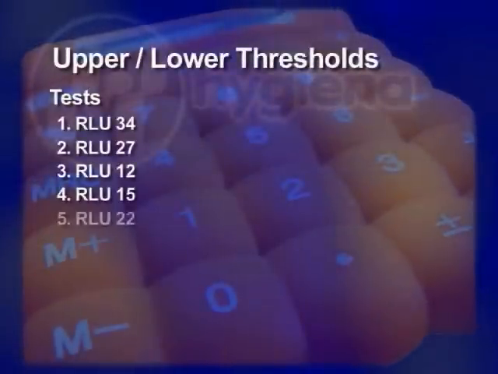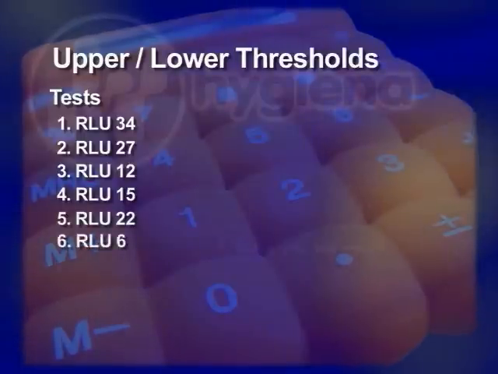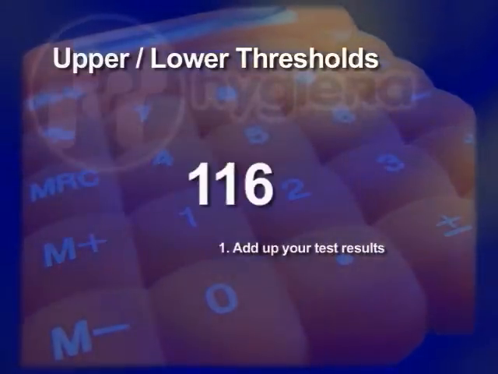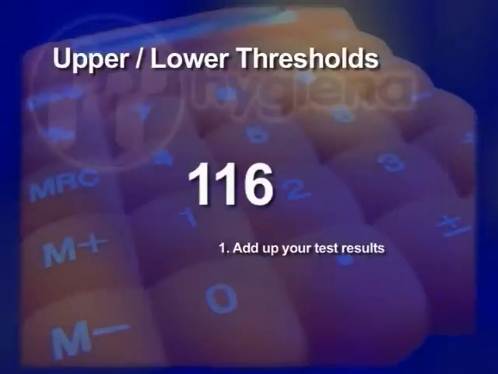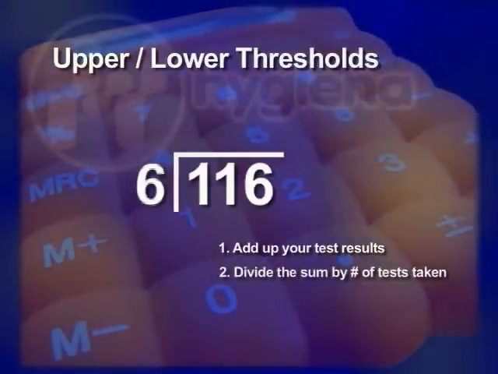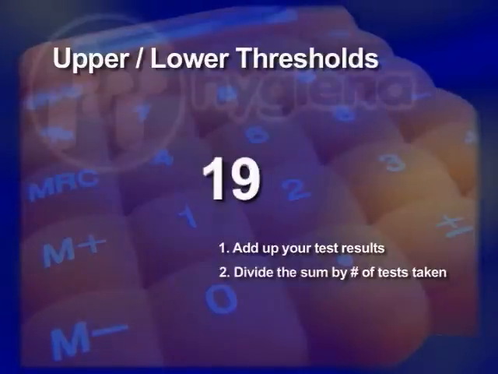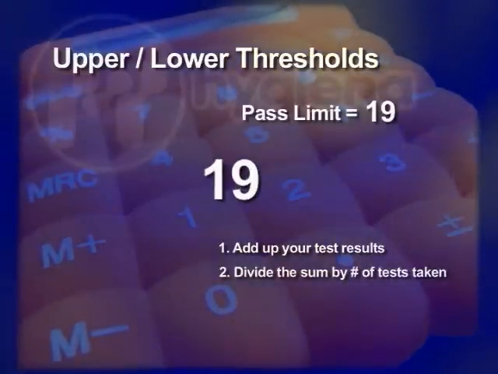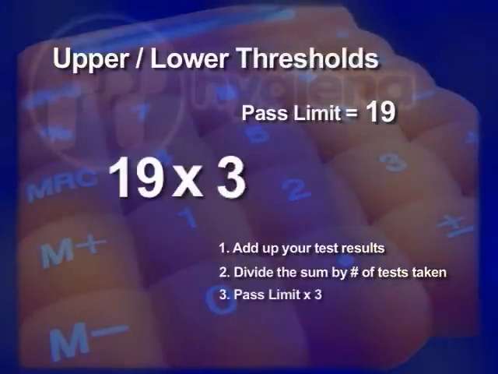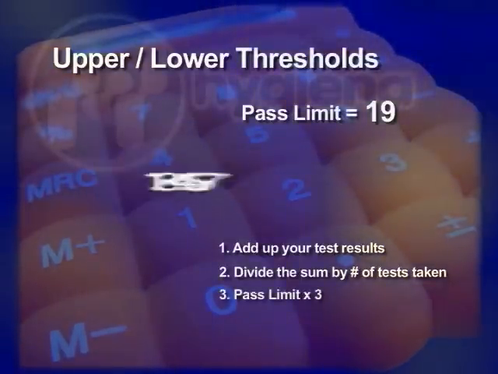To calculate your pass and fail limits, first add up the RLU numbers from the 5 to 10 tests you took from around your facility. Next, divide your sum by the number of tests taken. The resulting number is your average RLU. This is your pass limit. Next, multiply your pass limit by 3. This will give you your fail limit.